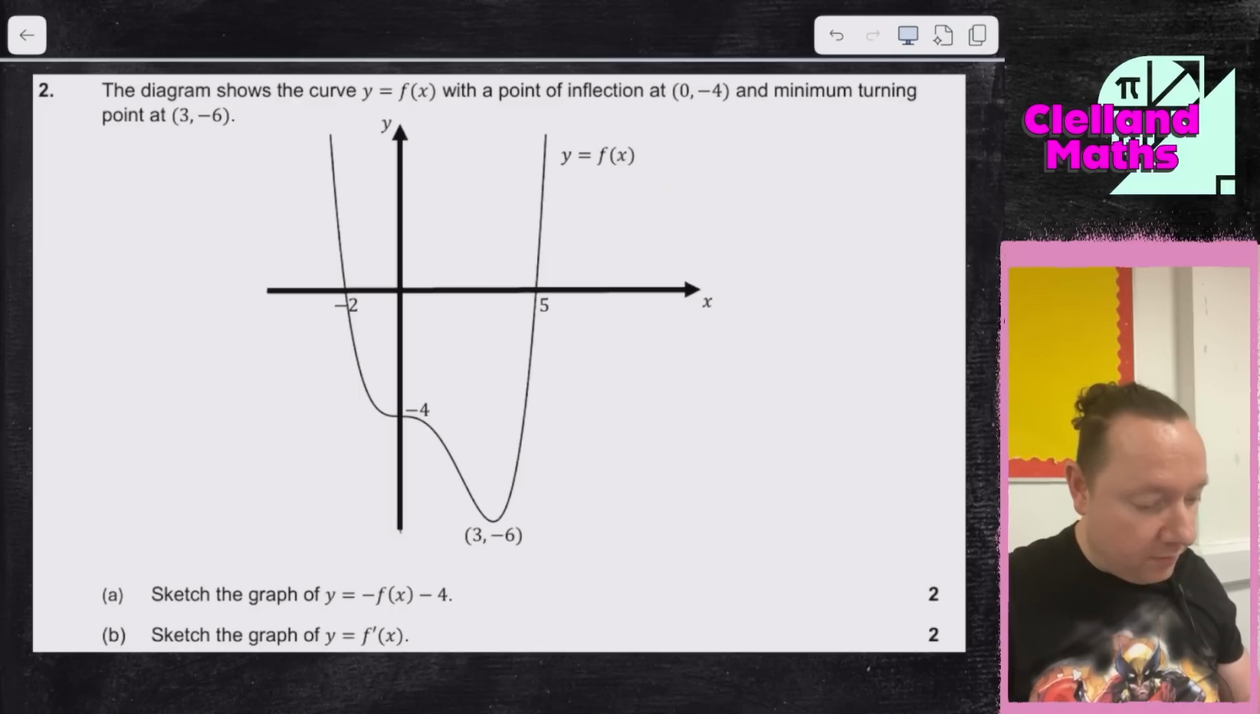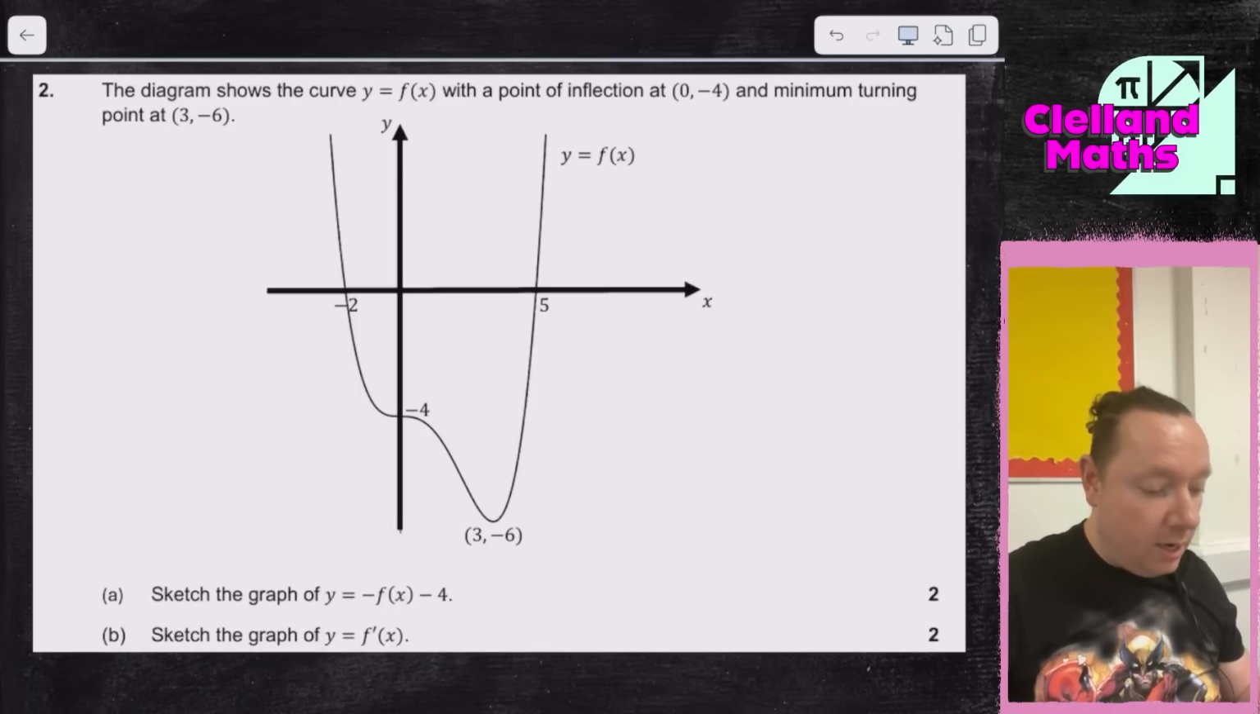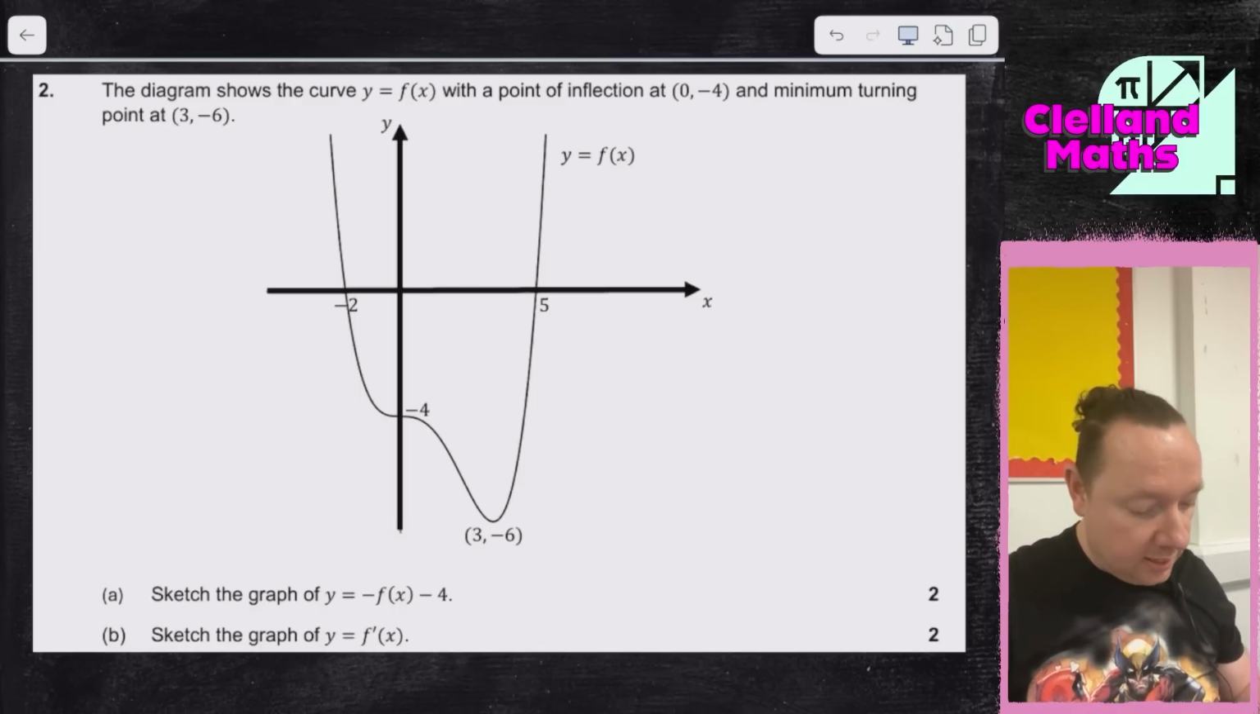SQA Maths 2025 Essential Skills Paper 2, Question 2. The diagram shows the graph f of x with a point at (0, minus 4) and a minimum turning point of (3, minus 6). Sketch the graph of minus f of x minus 4 and then sketch y equals f dash x for derivative. So there's a couple of things going on here.